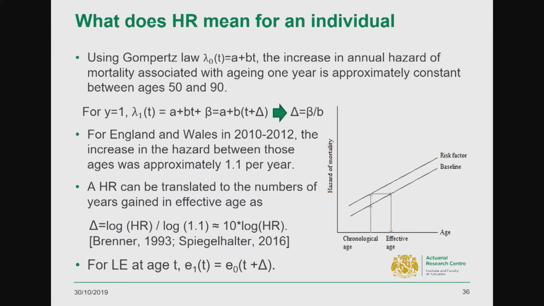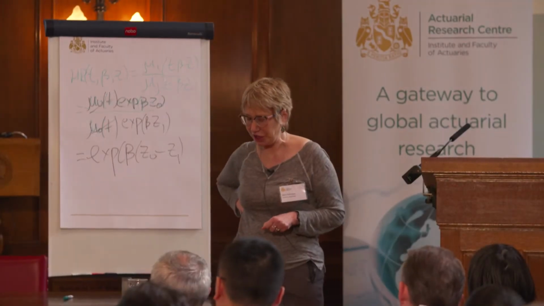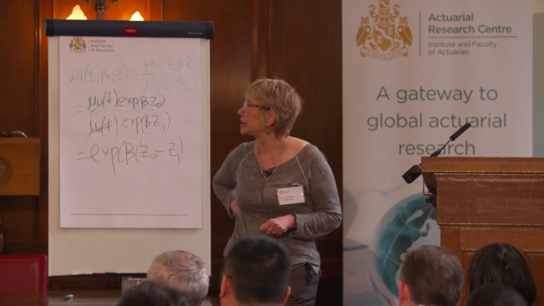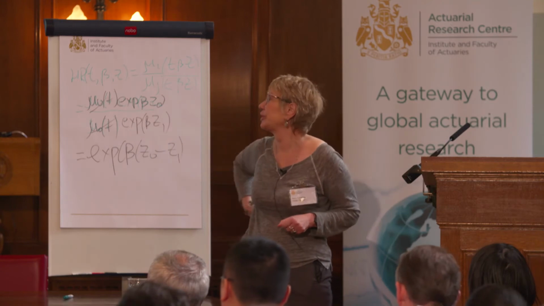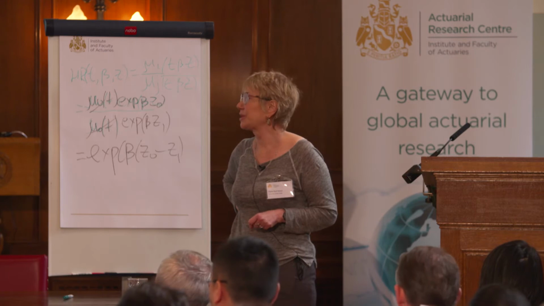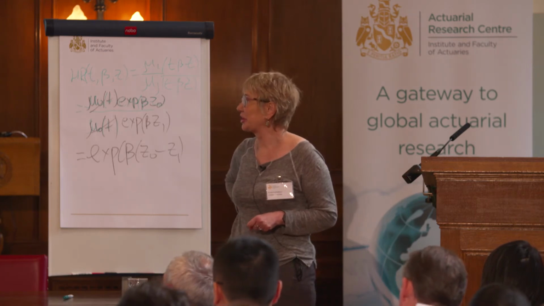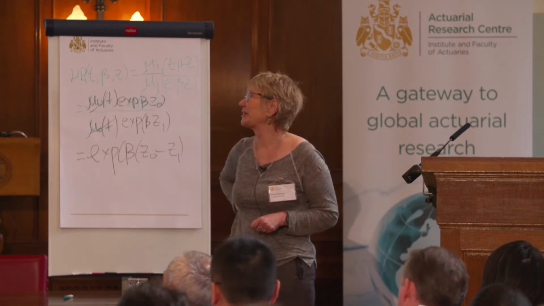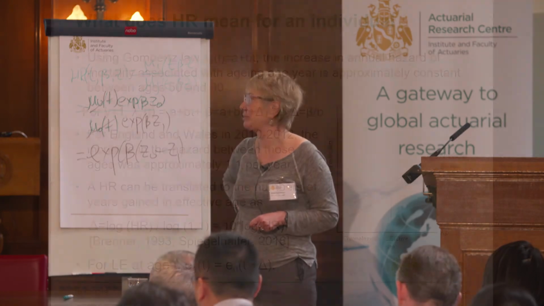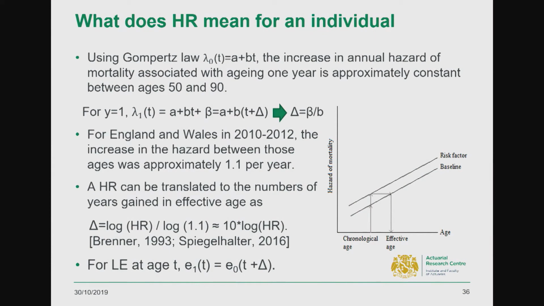Another thing which is nice for the Gompertz distribution is that this difference in effective age translates to life expectancy. This is this lower formula there. Life expectancy for smokers at age t is the same as life expectancy for non-smokers at age t plus delta. This is what it means.